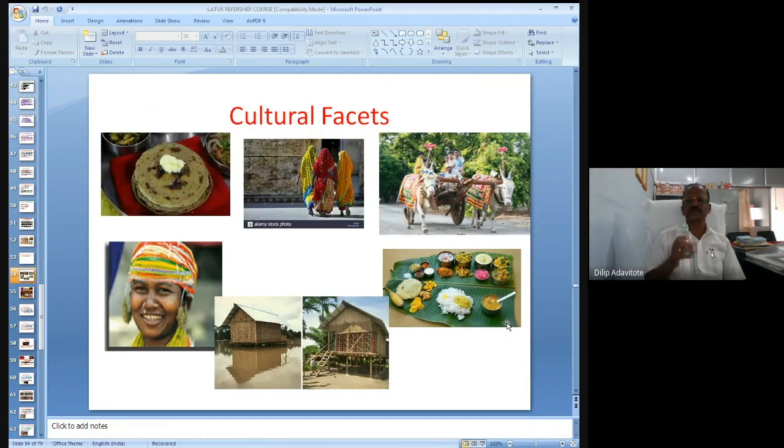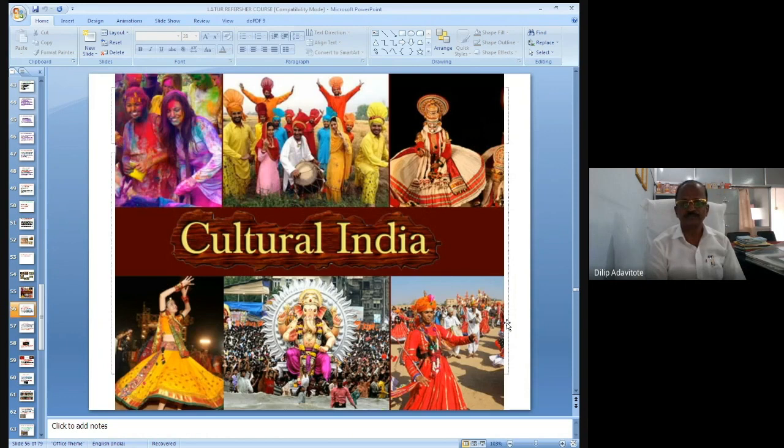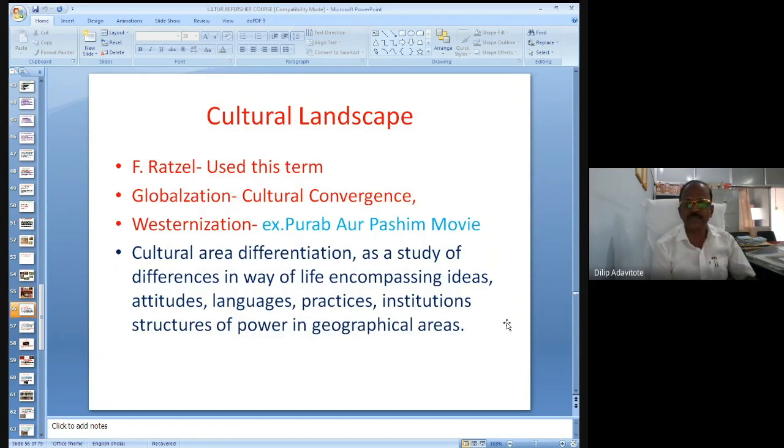As we know, the cultural facets of our country are our strength. We explain cultural India, again the same strength. Cultural landscape, as we know, Friedrich Ratzel explained this definition for the very first time.